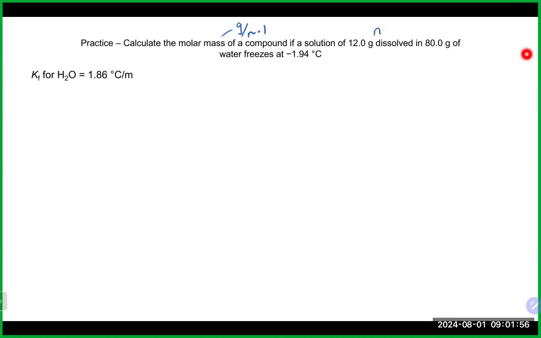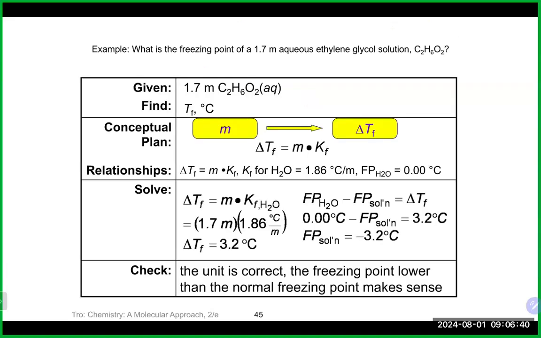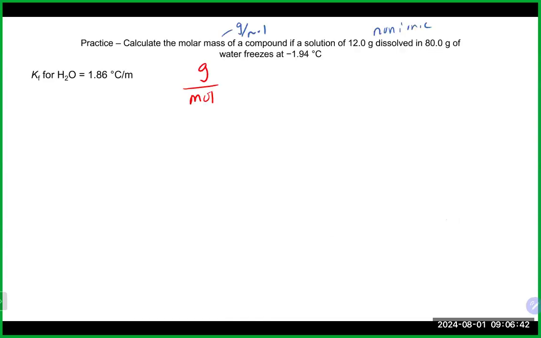And again, this is going to be a non-ionic solid that we're dissolving in there. So take a moment and see what you come up with. So let's take a look. I calculate the molar mass, which obviously is grams per mole, which is what molar mass means. So I'll change the page. We have 12 grams of this substance that we're trying to figure out the molar mass of. So actually, we do have the top part there, which is 12. It's dissolved in 80 grams of water.